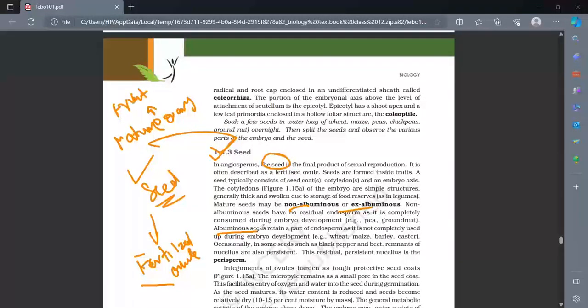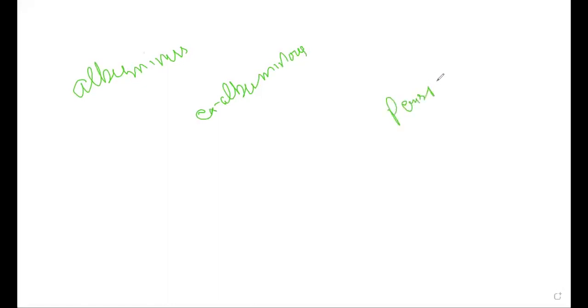There is one more terminology. I'll just stop sharing this and open my whiteboard. When we talk about such types of seeds, number one was albuminous seeds, and second was ex-albuminous or non-albuminous seeds. One more terminology is there, and that is called the perisperm. I would like to discuss all three together.